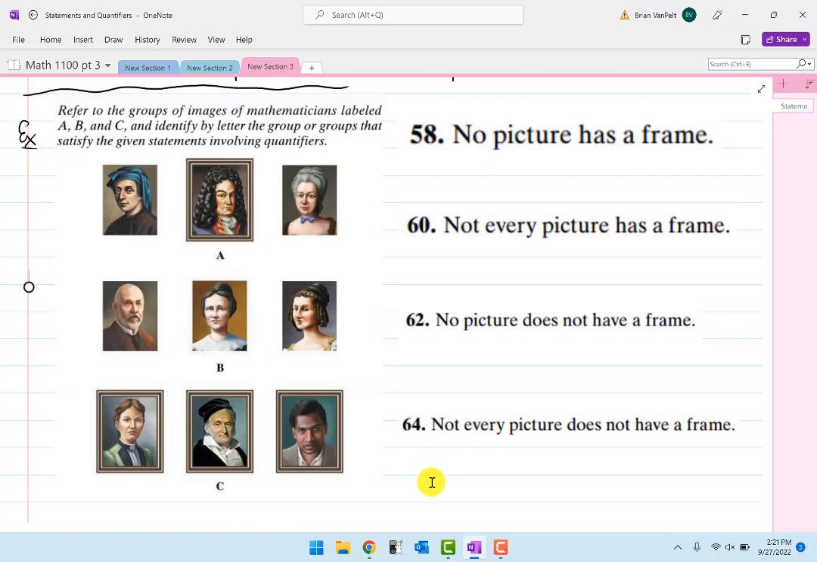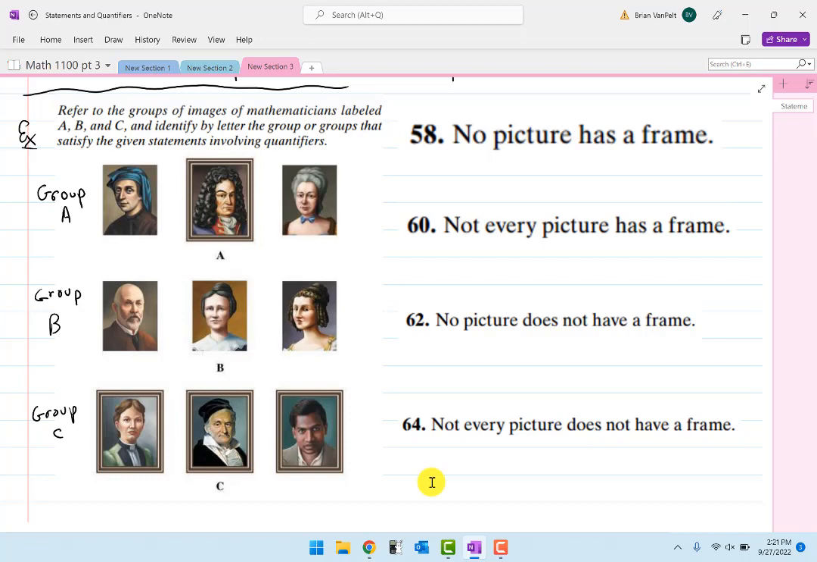This is not assignment here. This is from the textbook. We have 3 groups. So this would be like group 1. So that's group A, I guess. Let's just call it group A. Group B, and then group C. Refer to the groups of images of mathematicians labeled A, B, and C, and identify by letter the groups or groups that satisfy the given statements involving quantifiers. So let's take a look.